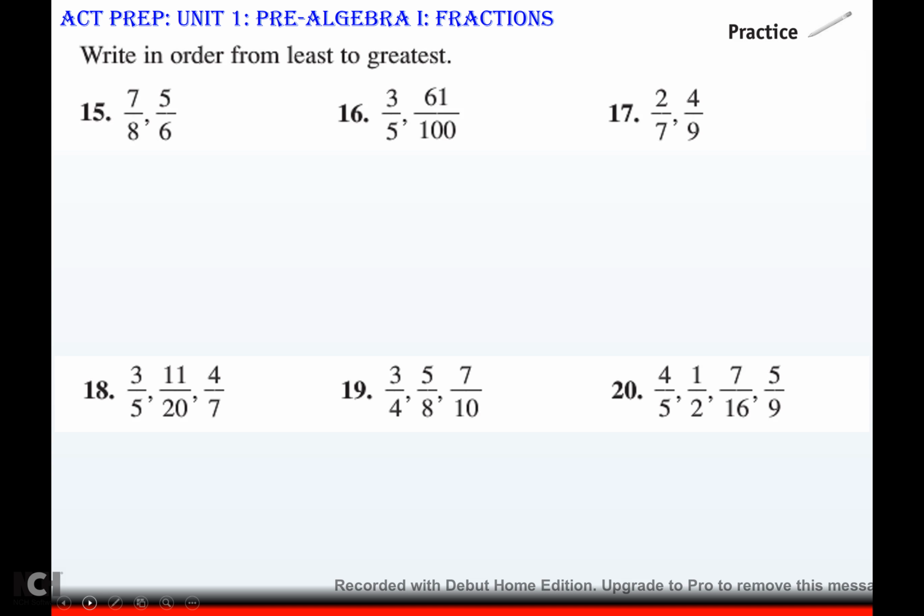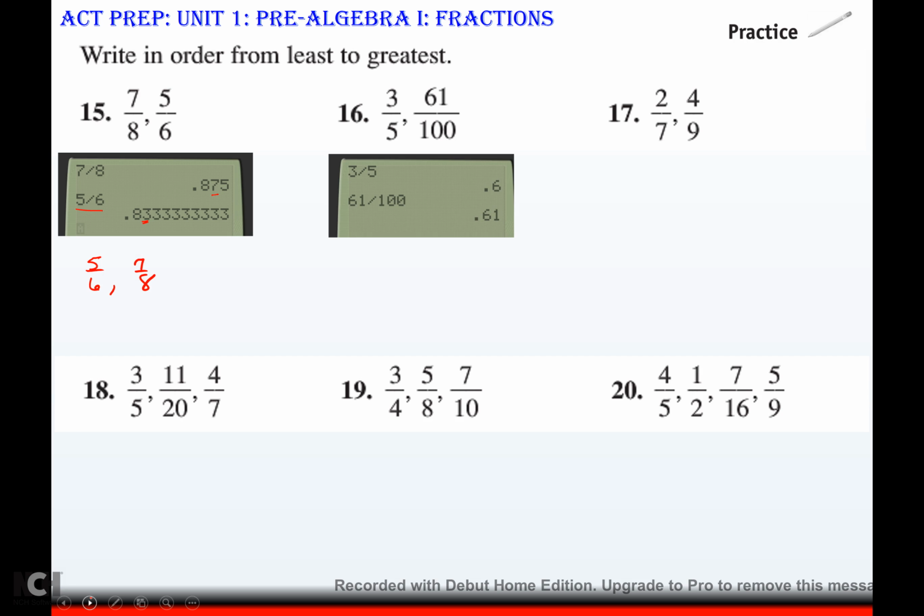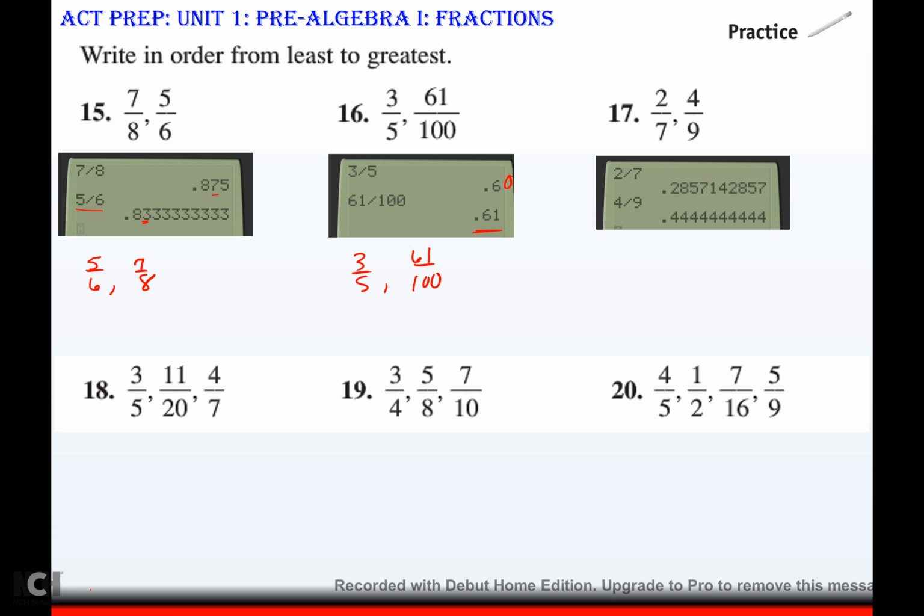Okay. All right, to write in order from least to greatest, again, I just go decimal. 7/8 is 0.87, 0.83, so he's smaller, so we're going to go 5/6 and then 7/8. Turn them to decimal. 3/5 is 0.60, 61 over 100 is 0.61. So this one is bigger, so 3/5 is smallest, and then 61 over 100. 2/7 is 0.28, 4/9 is 0.44, smallest is 2/7, then 4/9.